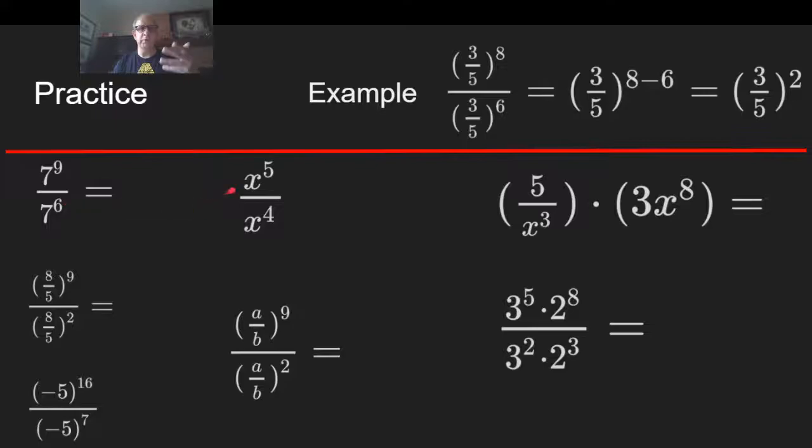Works for whole numbers, works for variables. So x to the 5th divided by x to the 4th would be x to the 5 minus 4, which would be x to the first power, or just x. And it works with fractions, and it works with negative numbers, works with any fraction. So we're just going to go 9 minus 2. Here's our base, a over b. 9 minus 2, so it would be a over b squared. We solved this one, so you can practice these on your own.